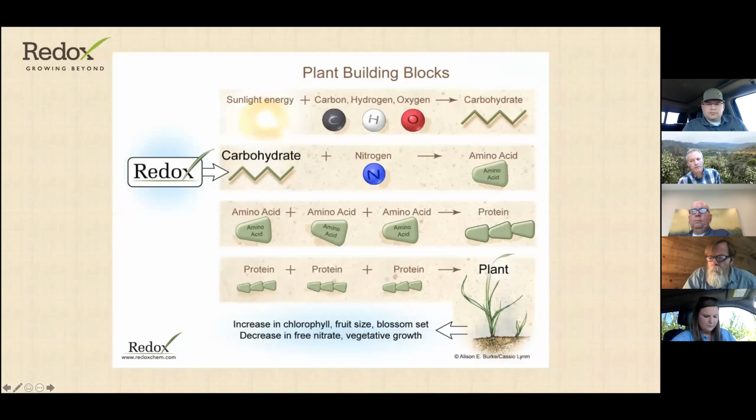So in agriculture, we're interested in shifting this carbon-nitrogen balance to meet our goals for yield and quality. And this involves targeted application of fertility at key timings to shift the physiology of our plants towards more protein and more broad-based protein production. The expectation is an increase in chlorophyll and photosynthetic activity, increased fruit size, increased fruit set, increased tuber set, etc. And also we expect to see a decrease in free nitrate and vegetative growth that's associated with it.